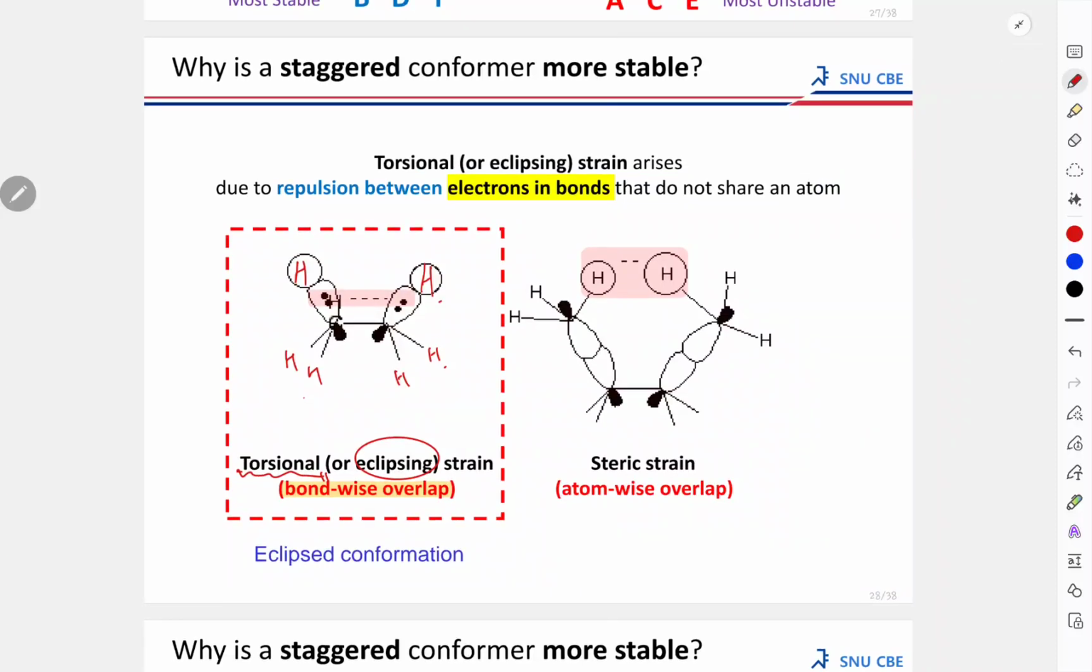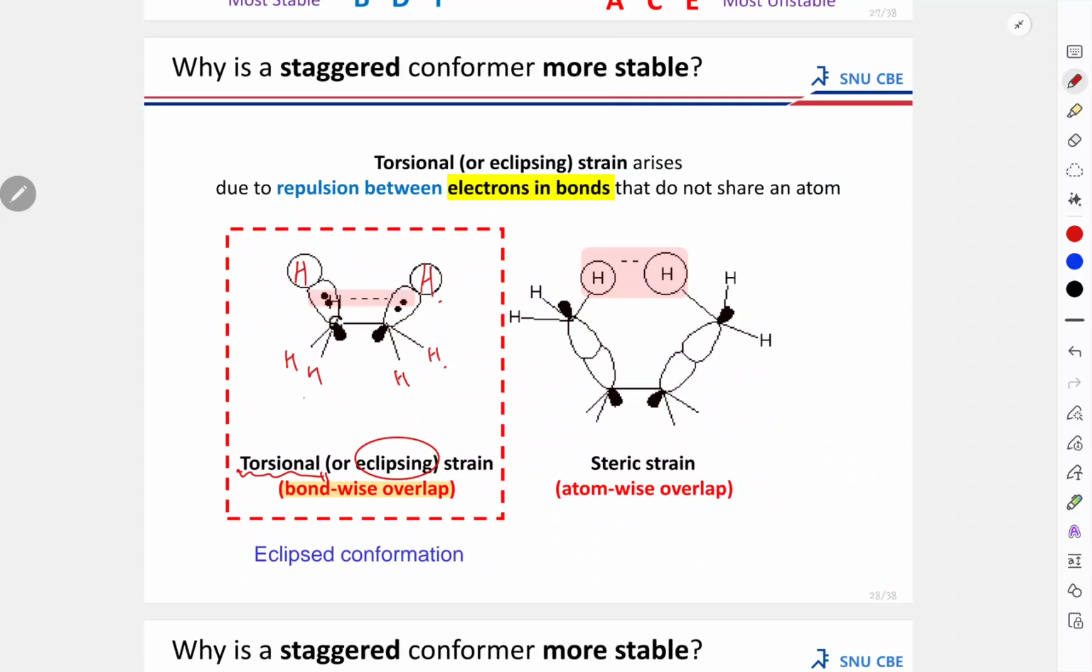This can be compared with the steric strain, which is the atom-wise overlap. You can imagine you have carbon here and there, and hydrogen, and you have methyl moieties in this case.